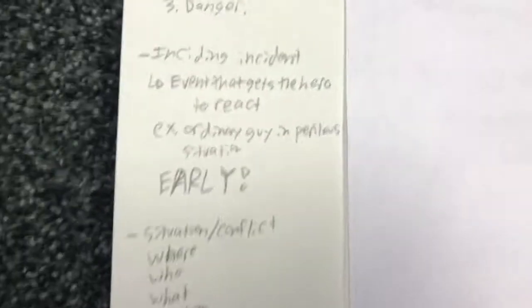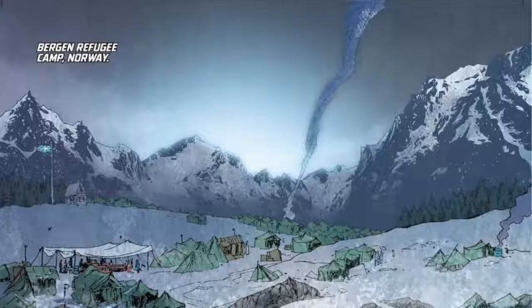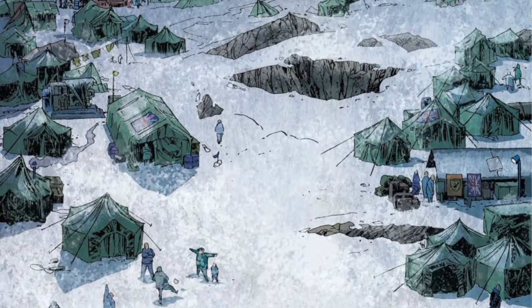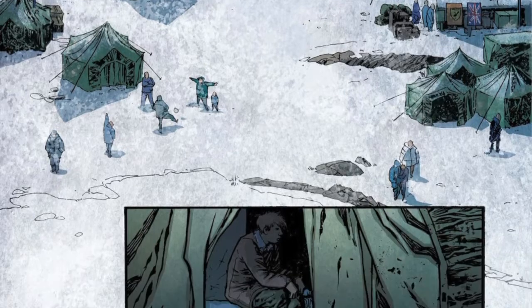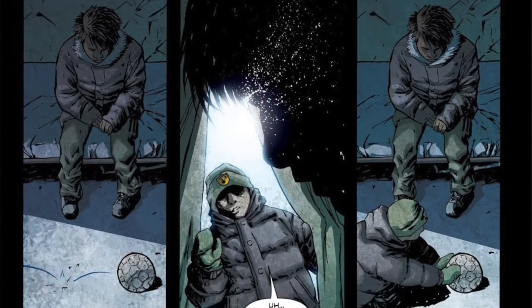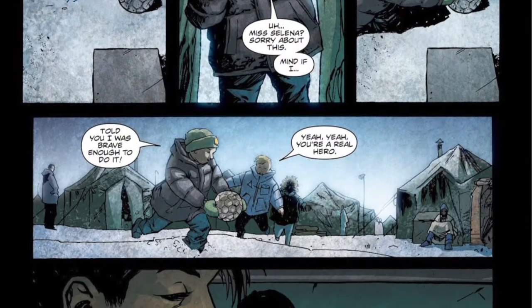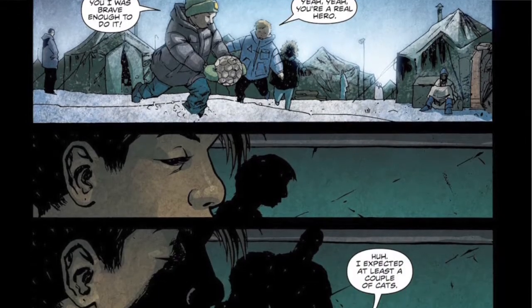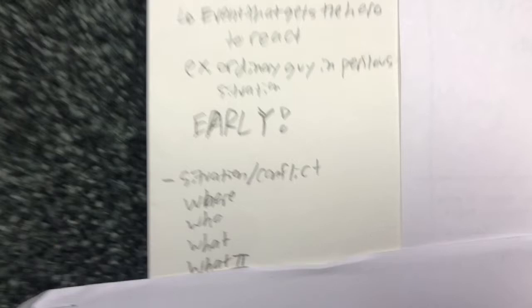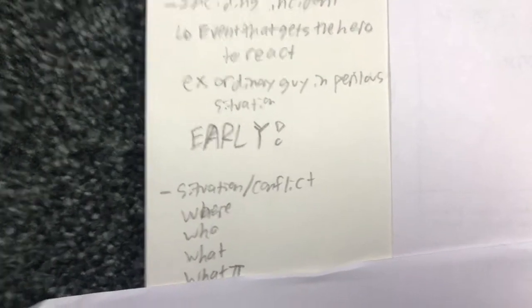The other thing we want to do is talk about situation and conflict. We want to know where this takes place, when this takes place, what kind of setting. We want to know who our protagonist is. We want to know what the protagonist is fighting against, and we want to know what is at stake for the protagonist. Those are some questions that could help you get started writing a good situation or conflict.